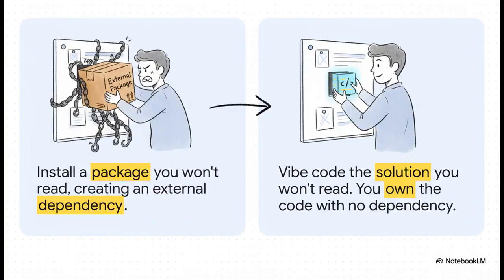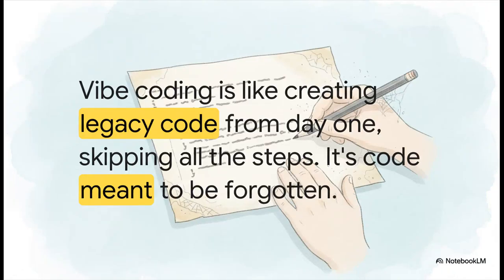Think about it like this. This is the new way to solve the old package problem. Remember LeftPad? You'd install this whole external thing just for one tiny function, introducing a dependency you know nothing about. You never read that code, right? Well, with vibe coding, you just generate the 3 lines you need. You still don't read the code, but, and this is huge, you own it. No sketchy dependency.